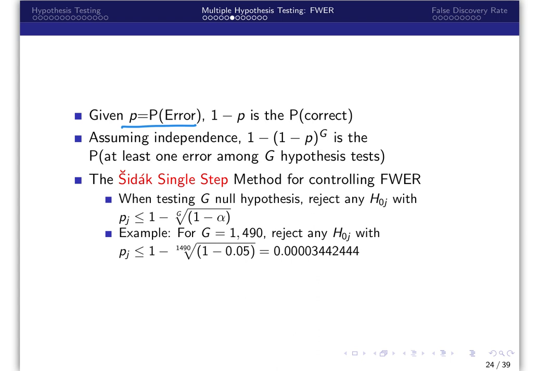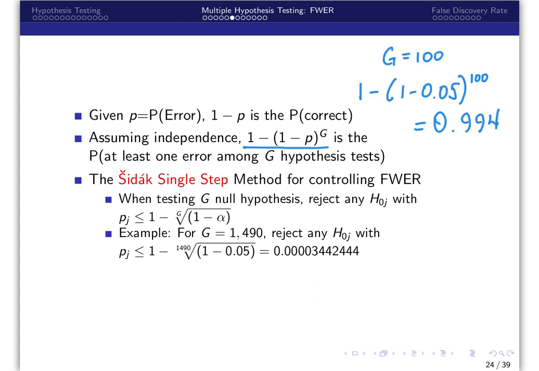Letting P equal the probability of committing an error, that means 1 minus P represents the probability of being correct. If the G hypothesis tests are independent, the probability that there is at least one error among the G hypothesis tests is given by this equation. Note that this equals 0.994, so that this probability is 1 for virtually all high-throughput genomic experiments, because practically all assays interrogate more than 100 genes.